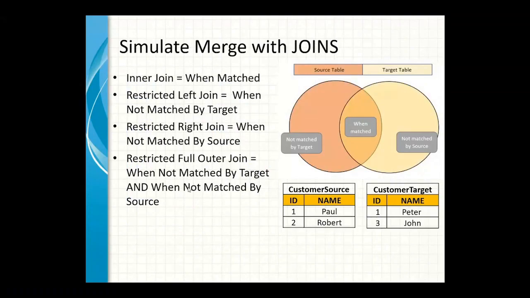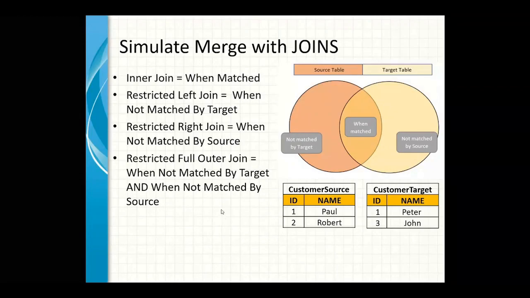You can also simulate the behavior of merge without using merge, with just simple insert, update and delete statements, along with using some joins. So the when matched condition can be simulated with an inner join, not matched by target, that means it's only in the source table, can be simulated with a restricted left join, and not matched by source can be replicated with a restricted right join. And if you want all of when matched, not matched by target and not matched by source, you can replicate that with a restricted full outer join.